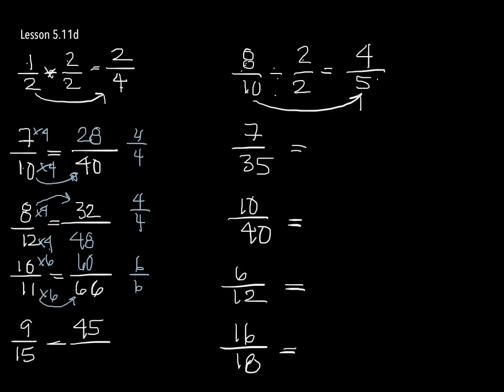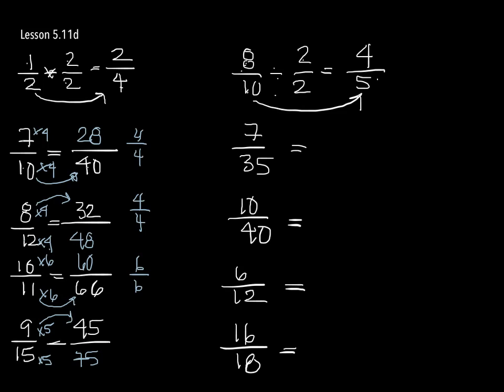Alright, our final problem on the equivalent fraction side is 9/15 is equal to 45 over blank. What do I do to 9 to get to 45? Well, hopefully you realize that you're going to multiply that by 5. So whatever I do to the top, I'm going to do to the bottom, times 5. 15 times 5 is going to be 75. Okay, so hopefully you got all of those correct.